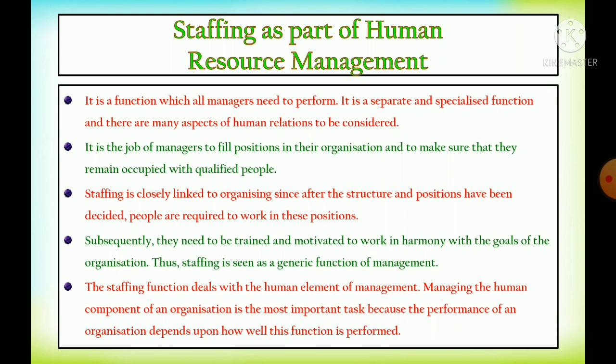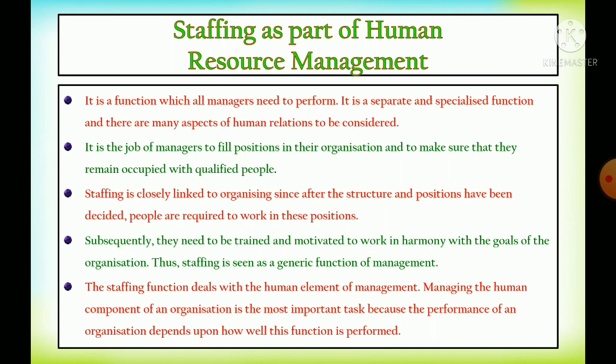Subsequently, they need to be trained and motivated to work in harmony with the goals of the organization. So staffing is seen as a generic function of management. Staffing is not only recruiting or selecting human resources, it also includes training and motivating the people to work in the organization in a harmonious manner. Harmony is nothing but peaceful work being conducted in the organization. To bring peace and harmony to the working condition, organizations must give training as well as motivation.